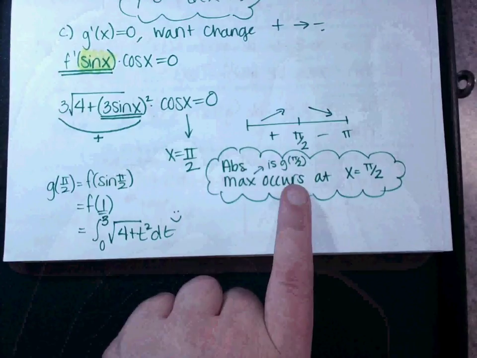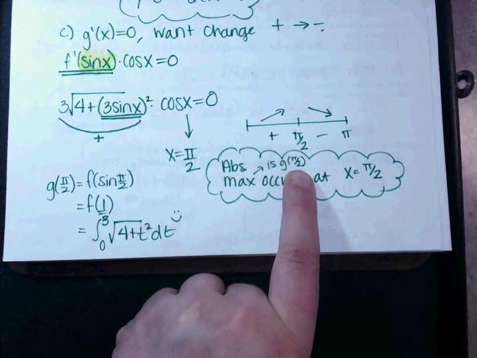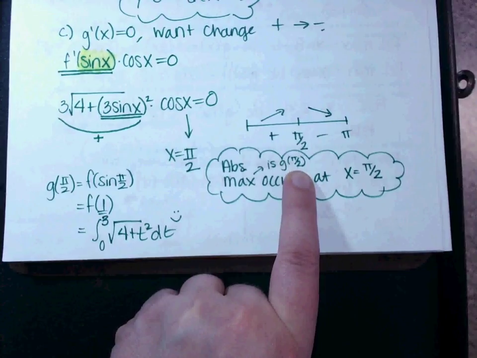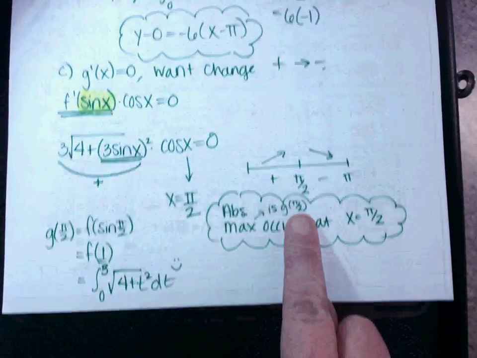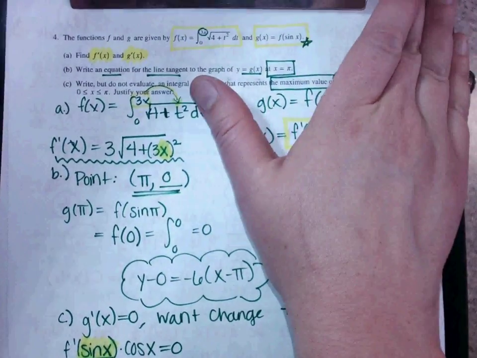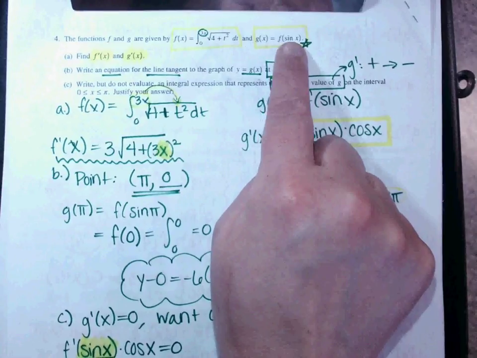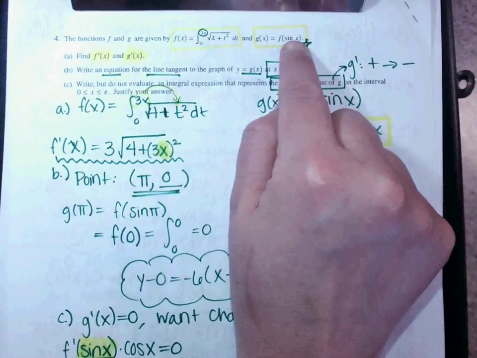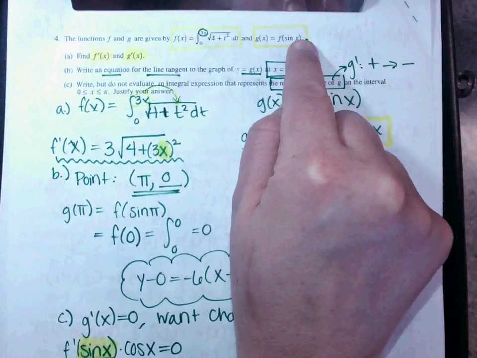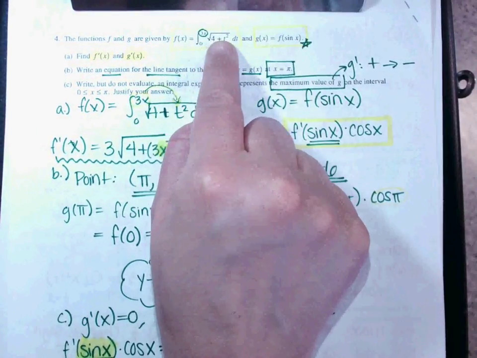So that means the y value. If it happens at pi halves, I have to go back and plug pi halves back into g to know what that is. The tricky thing is that you have to plug into g first, but then what does g have in it? An f. So you plug into g, find the sine of pi halves is 1, and then take 1 and plug it into f.